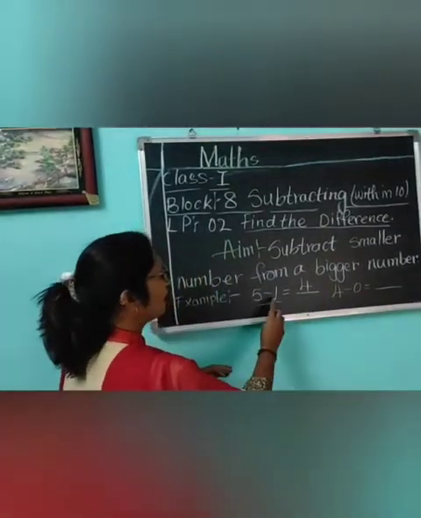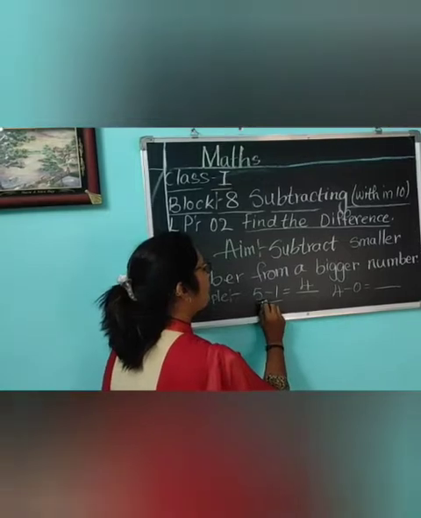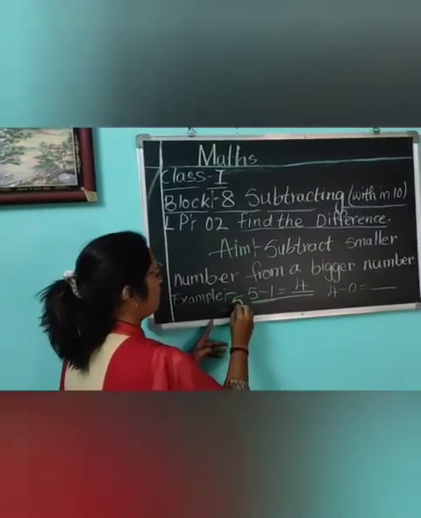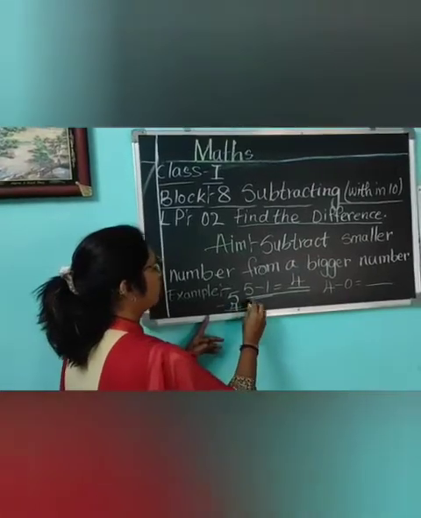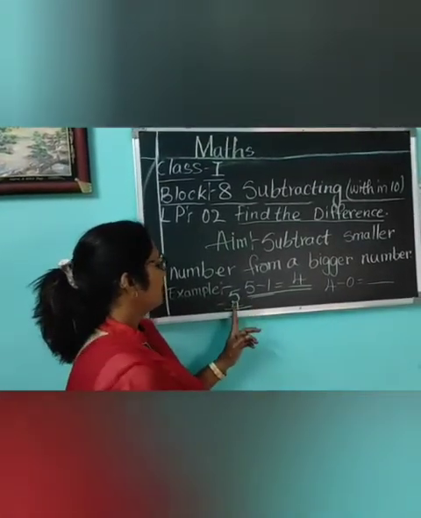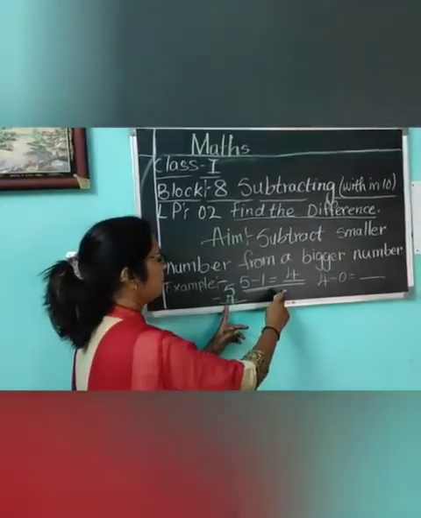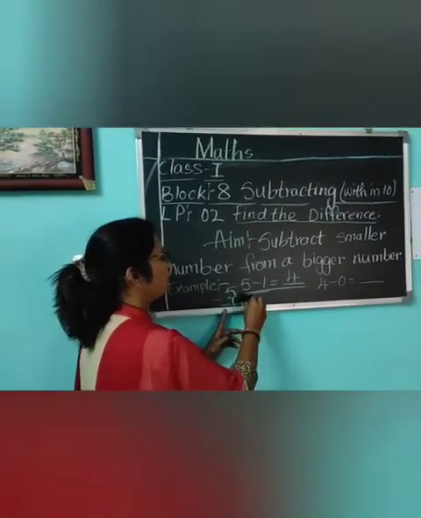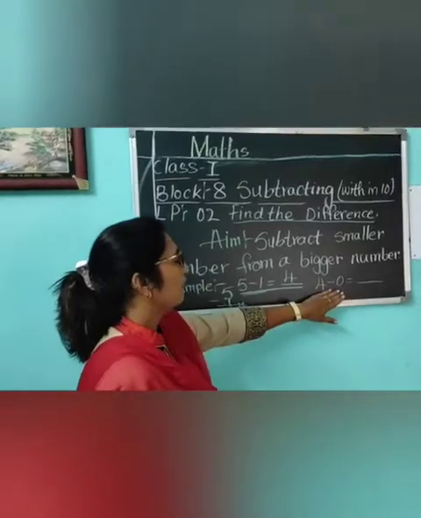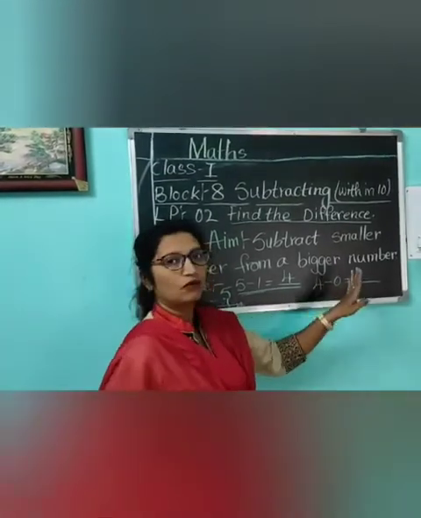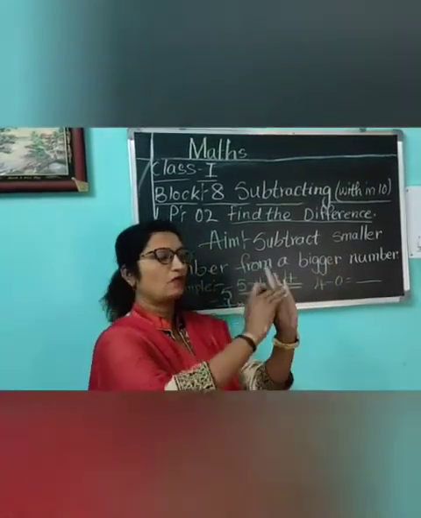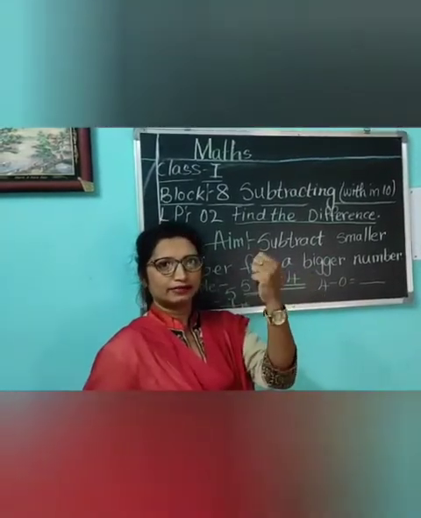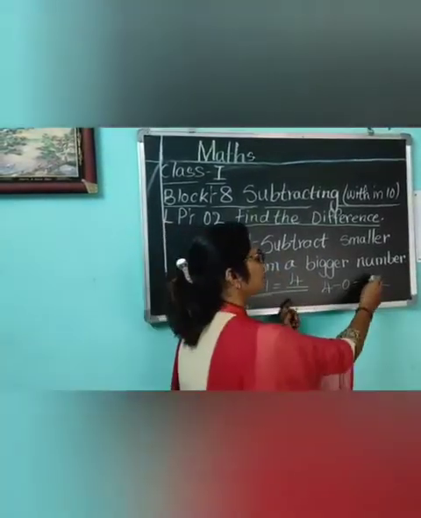Yes. This is in the horizontal way. We can write in the vertical way also. 5 minus 1. Same answer will come. Yes. Next, 4 minus 0. We have to take away 0. What is the answer? Yes, 4.